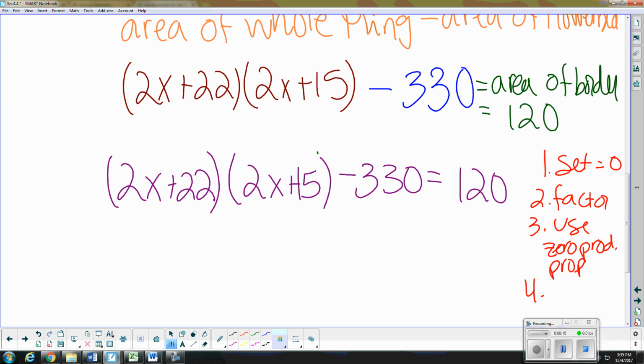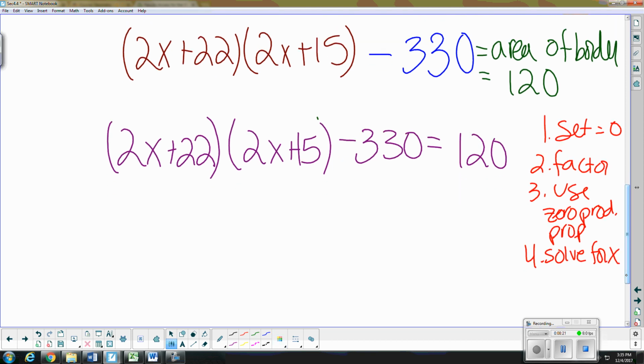And then lastly, we'll solve for x, or whatever our variable ends up to be. All right, so the first thing we want to do is use FOIL to get this all in standard form so that we can combine like terms and then set our equation equal to 0.